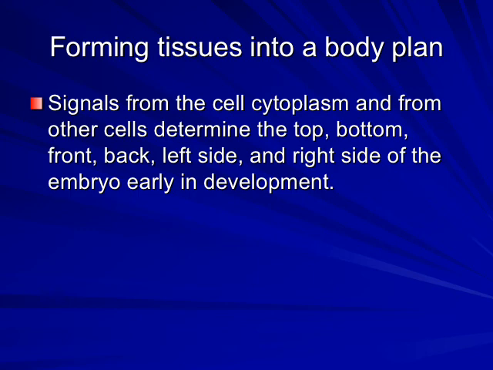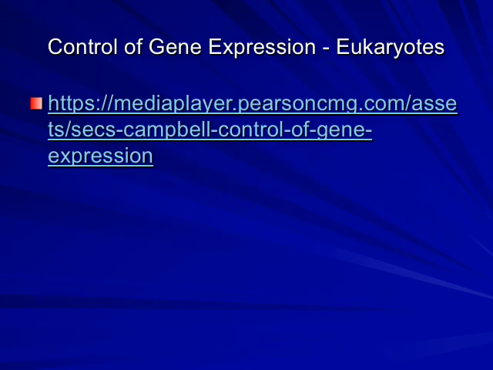So how do we go into a body plan? The signals from the cell cytoplasm and from other cells determine the top, the bottom, the front, left side, right side of the embryo early in development. So there's all sorts of coordination as to what these cells are doing, and there is communication between the cells and chemical signaling between the cells. And so here's an animation of how that works in eukaryotes.